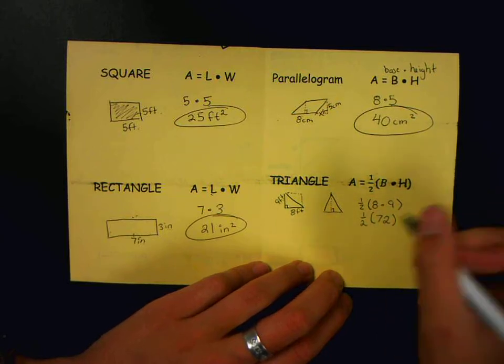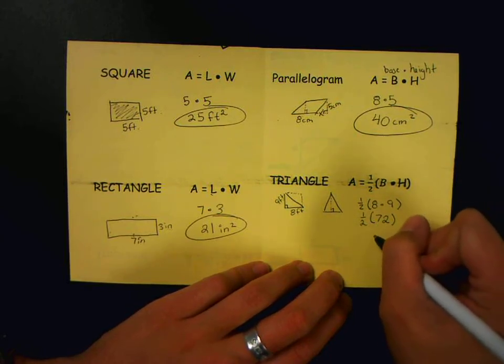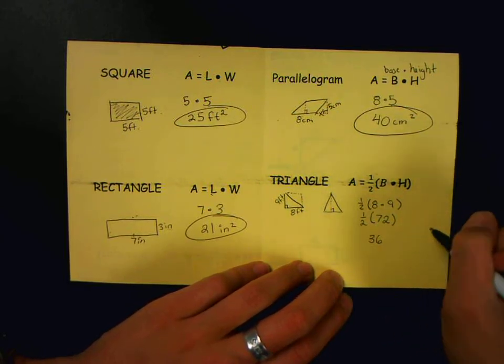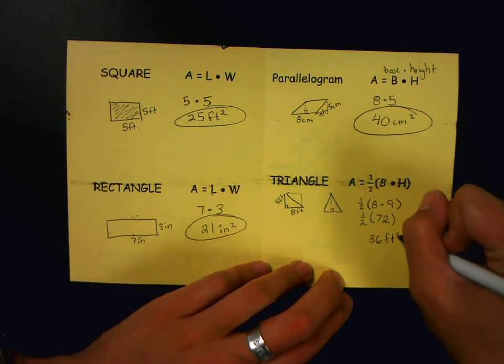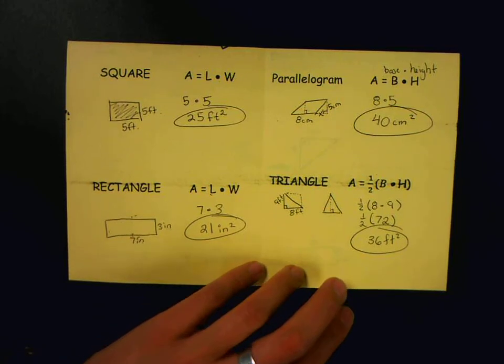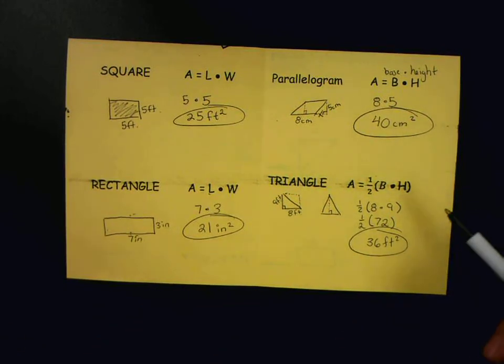And when we do feet times feet, that's going to be feet squared. Triangles, the only hardest part is remembering to multiply it by half or divide by 2. That's the hardest part in finding the area of a triangle.